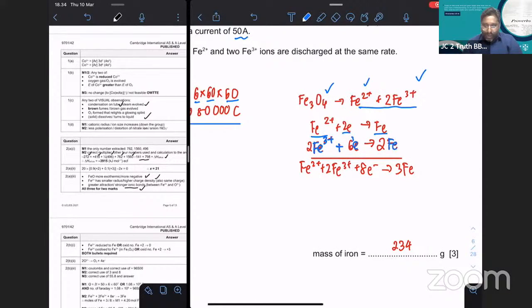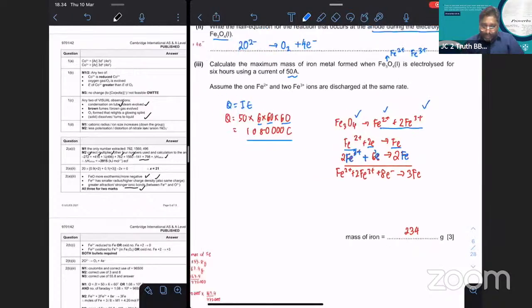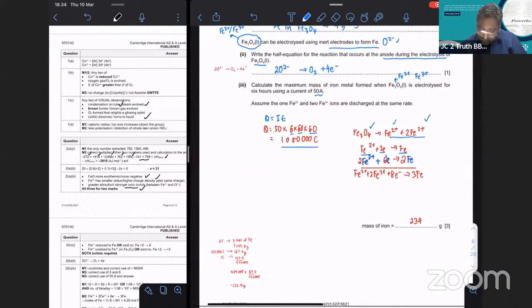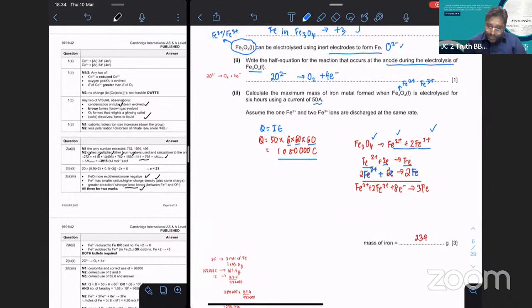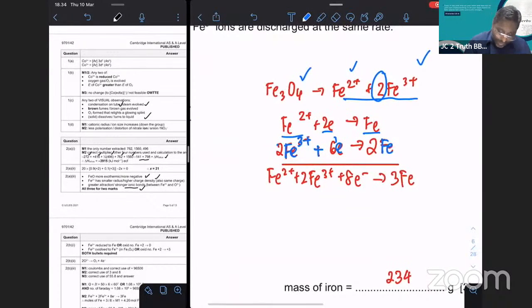They mentioned that it contains 2 Fe3+. Therefore, what I need to do is put 2 Fe3+. If you have 2, then everything must be times 2. So this is 6, and this is 2.